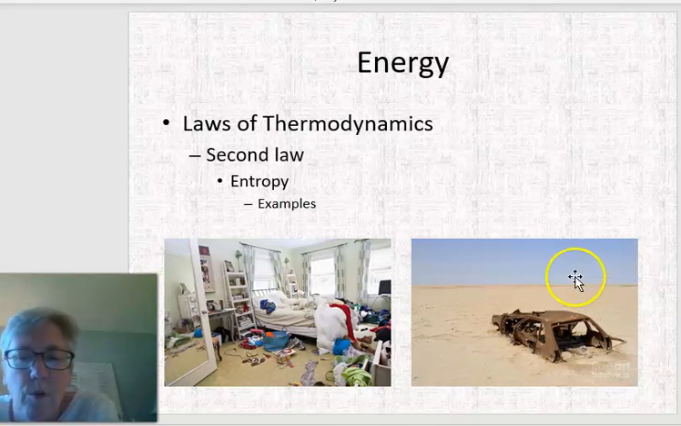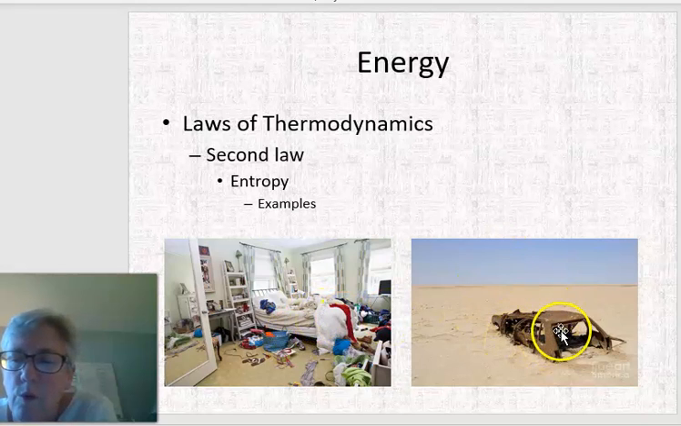So here's the example. All right, here's a bedroom. Could be my daughter's bedroom. And it sort of naturally becomes messy without any real effort on her part. So that is sort of a natural tendency of the universe that disorder increases. So if she were to clean it, it would require an input of energy, but it doesn't require energy to let it get to this state.